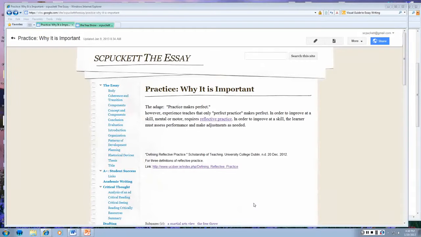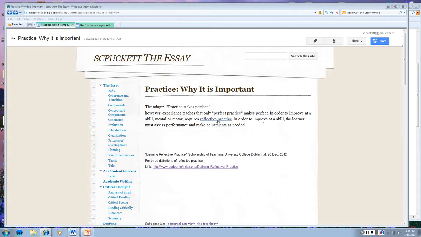This lecture centers on the idea of reflective practice and why it's important. We all have heard the adage that practice makes perfect, but we also have come to know that only perfect practice makes perfect. And because of that, it's important that we engage in a reflective practice. That is, we have to assess and make adjustments as needed.